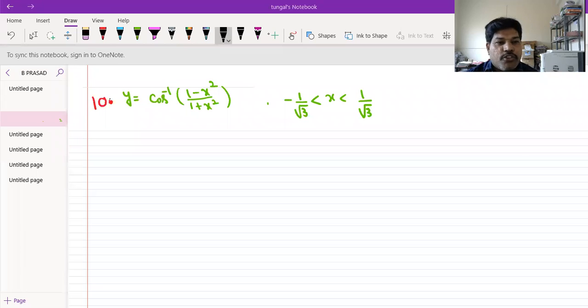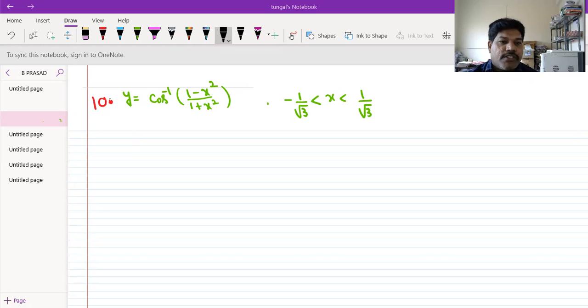So see the next question, question number 10. y is equal to cos inverse of (1 minus x square) by (1 plus x square), where minus 1 by root 3 is less than x less than 1 by root 3. That is the domain of that function where it is defined. So what is the derivative of this function?